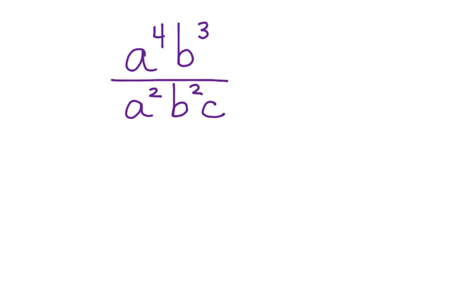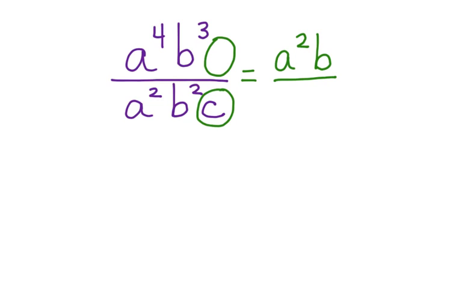Here's another one. A to the fourth, b to the third, divided by a squared, b squared, c. Let's work with each base. A to the fourth minus a to the second is a squared. B to the third minus b squared leaves us with b. And there is no c here. So c is alone on the denominator, and we have to leave it there because there's no way to work with it because there is no c in the numerator. C stays here. This is our answer, and our work is complete.